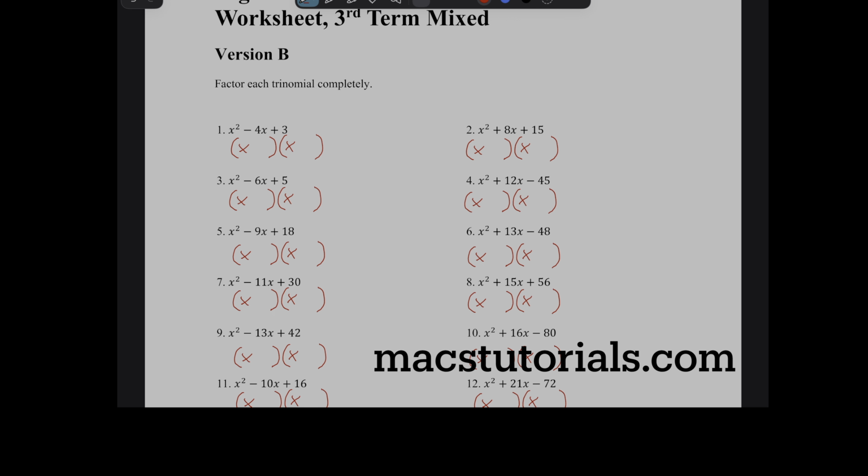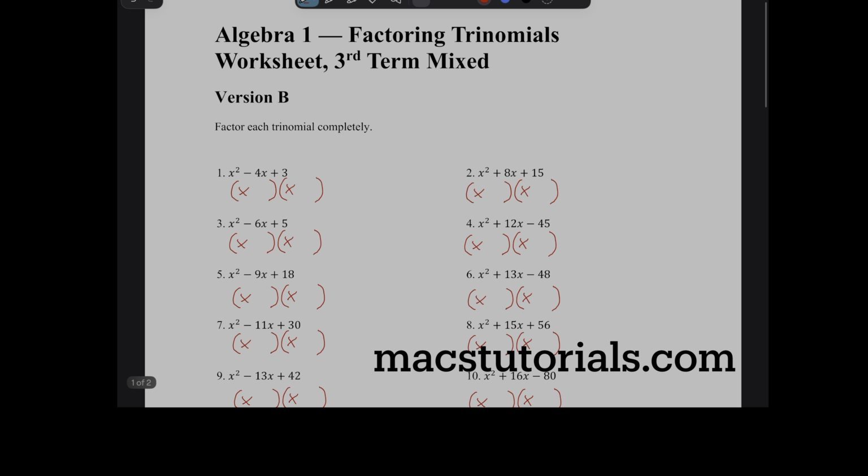Hey everybody, Mac here, and we are working on factoring trinomials. These are the ones that go x squared plus or minus something x plus or minus something. And we call this the first term, the second term, and this right here is the third term.